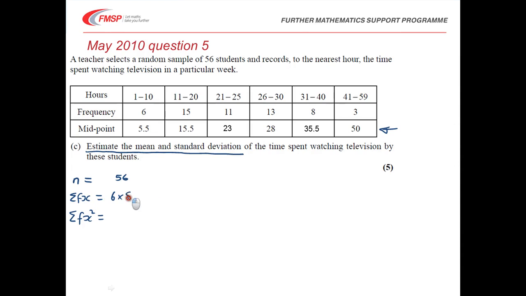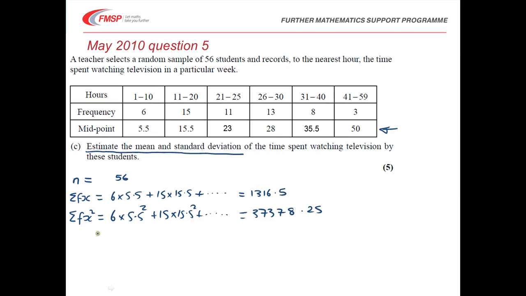You can do 6 times 5.5 plus 15 times 15.5 plus you add all of those together, okay, and that's going to give us 1316.5. Likewise, sum of fx squared, so please remember that's frequency times by the square of the midpoints, okay, and you do need to indicate that that's what you're doing. And again, if you add all of those together, we're going to get 37378.25.